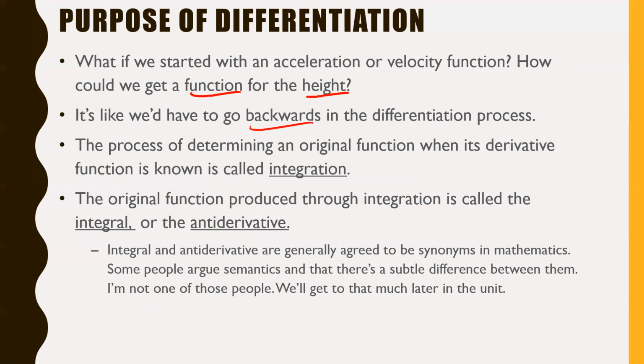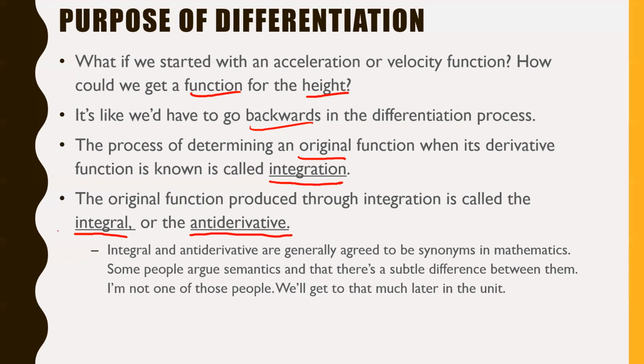Now, the process of determining an original function when its derivative function is known is called integration. Integration is basically the opposite process to differentiation. It is just doing differentiation backwards. We're starting with a derivative and we're going backwards by using integration to find the original function. The original function produced through integration is called the integral. That's going to be a very common word we use. Or you could call it the antiderivative.